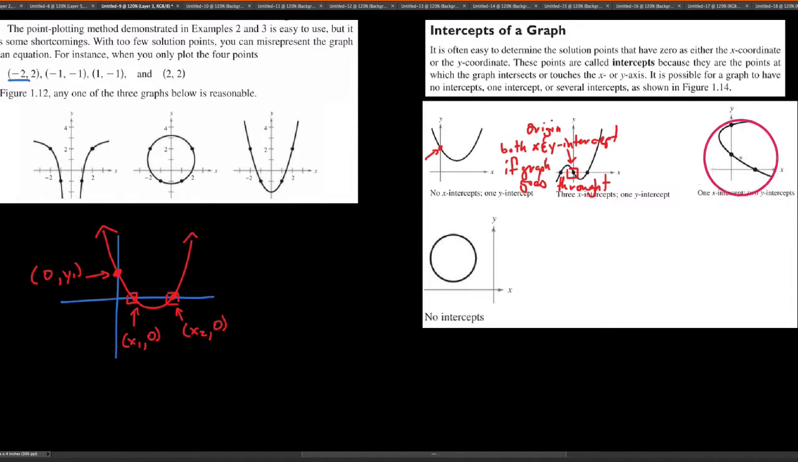You can see in this other graph that we have over here, it looks kind of like a sideways parabola, or maybe part of a hyperbola. We have 2 y-intercepts and only 1 x-intercept.